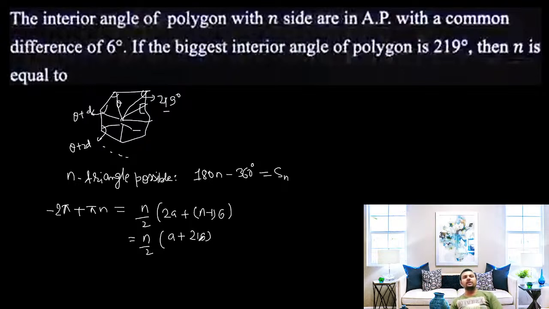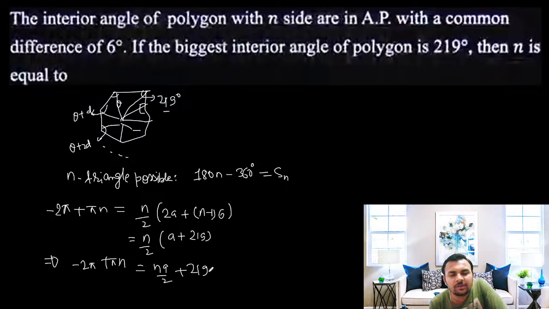n minus 1 into d. So what will you do by that d? Nothing. So then the value of n: (n minus 2) pi is equal to n a by 2 plus 219 n by 2. So what will you do by this n if the biggest interior angle is 219? Do we have any clause on this? If we have, no, we don't have right now.